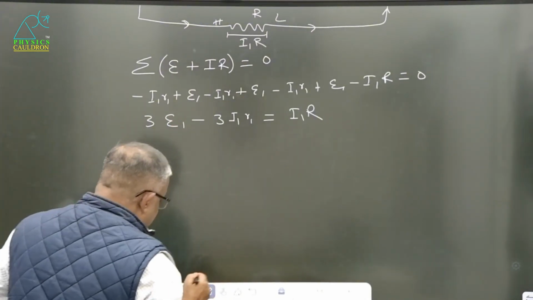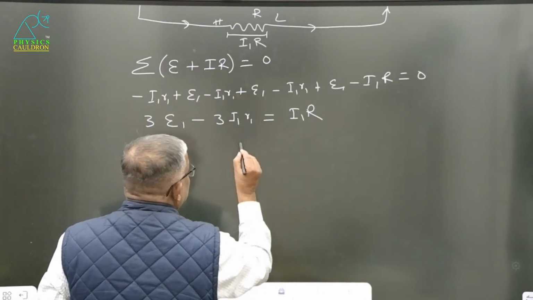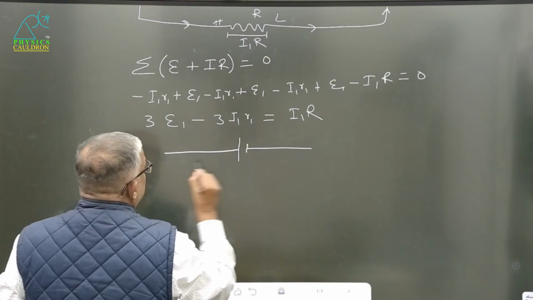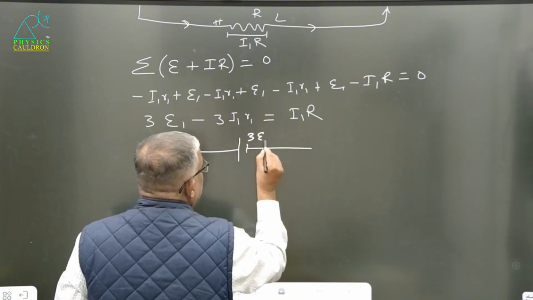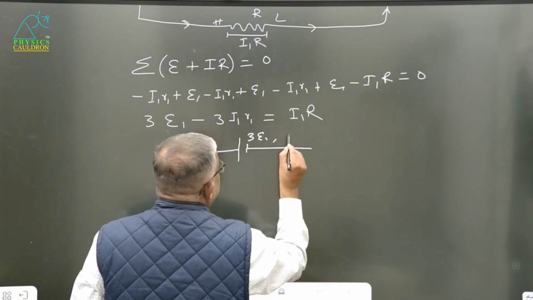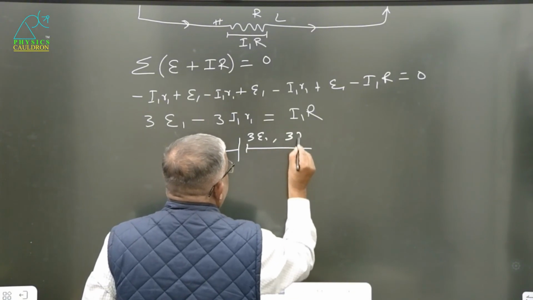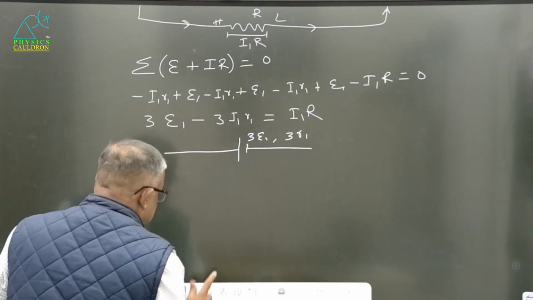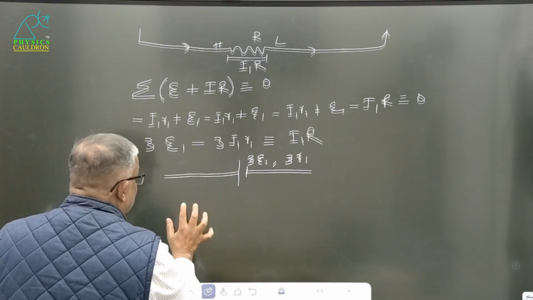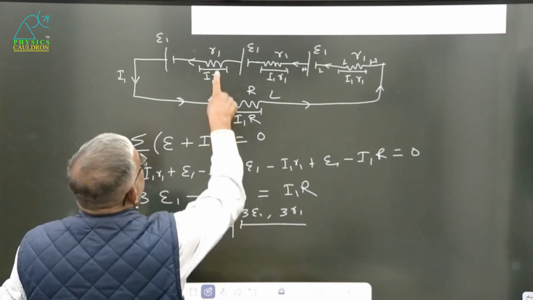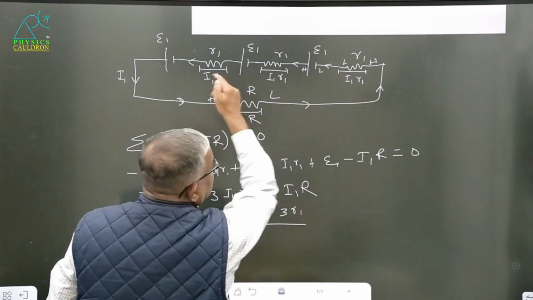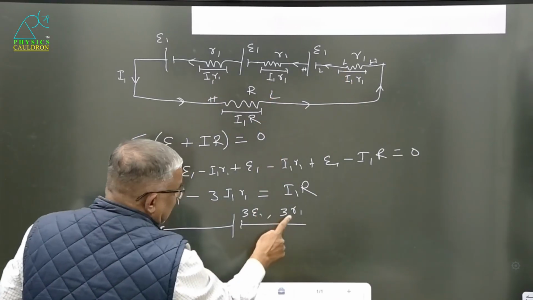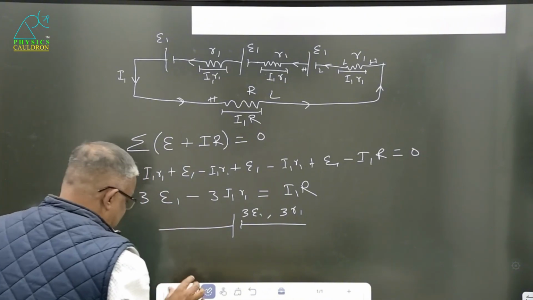Instead of the 3 cells, I can represent it by a single cell whose EMF is 3 E1 and internal resistance is 3 times R1. That's it. Even otherwise, you can notice the 3 internal resistances R1, R1, R1 are in series. So total 3 R1 is the total internal resistance.